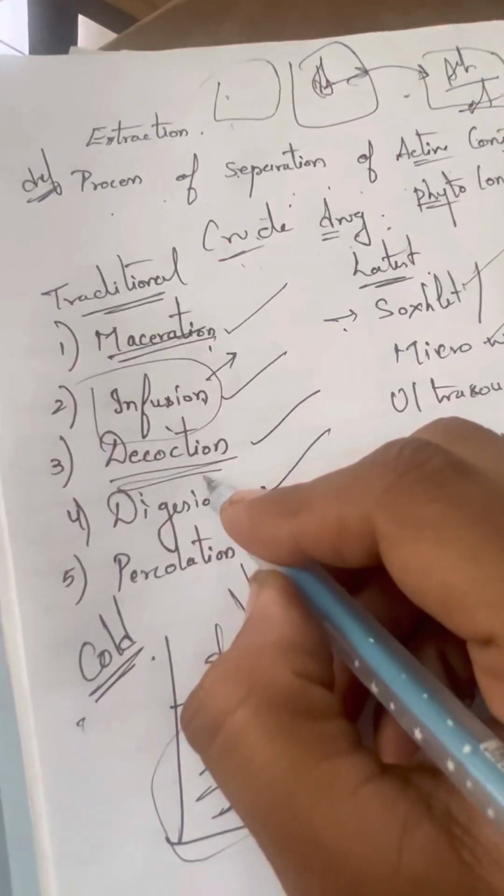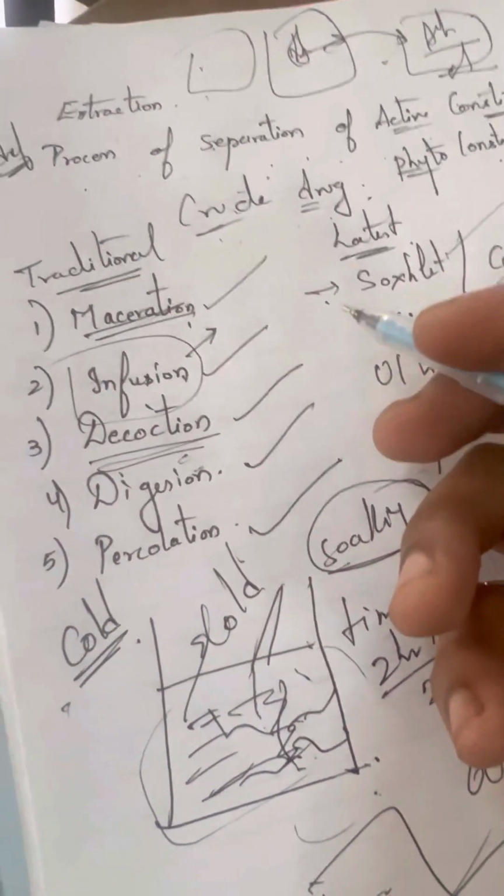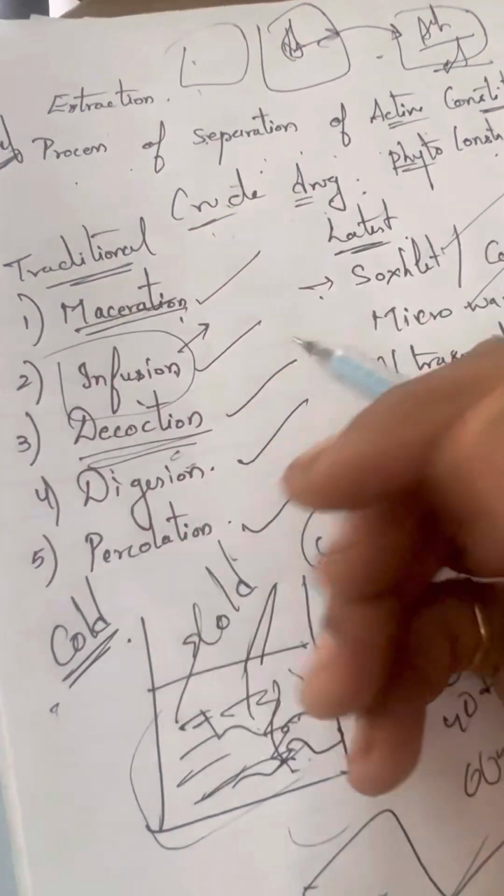Whereas for decoction we are taking boiled conditions, heating conditions. We take up the drug and we boil it.